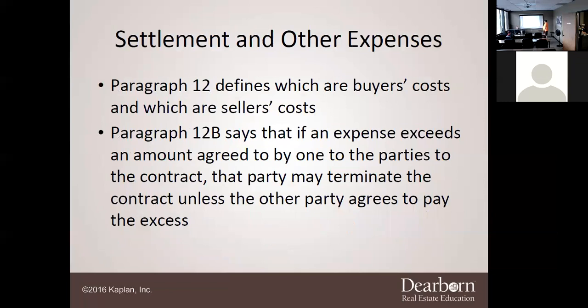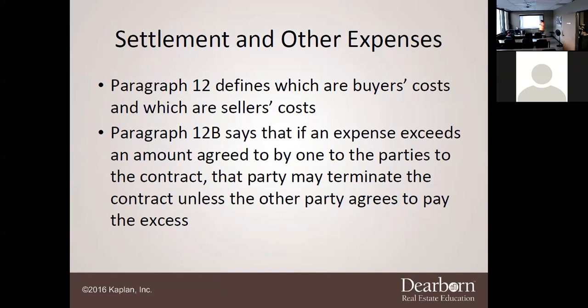All right, paragraph 12. Paragraph 12 defines which are buyer's costs and which are seller's costs. So basically 12 will define what the buyer is going to pay for and what the seller has to pay for. 12b says that if an expense exceeds the amount agreed by one of the parties to the contract, the party may terminate the contract unless the other party agrees to pay the excess.